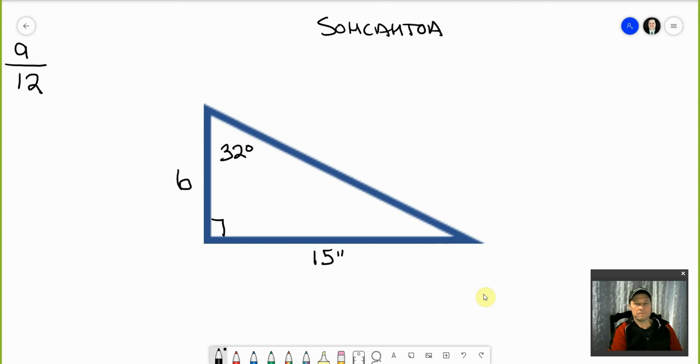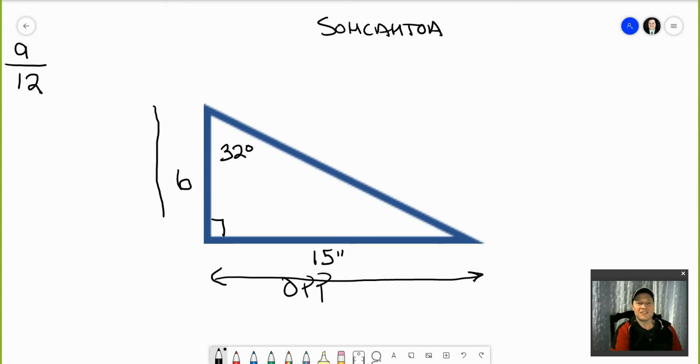I don't think anyone can see which side you're pointing to. Oh, I'm sorry. This side. This side is called what? That would be the opposite side. Okay, so this is our opposite. Thanks for letting me know that. And what is this side called then? Adjacent. It is the adjacent.